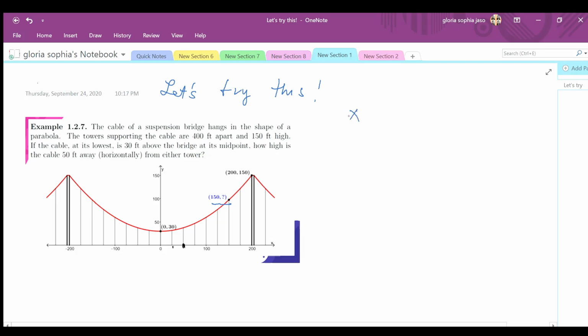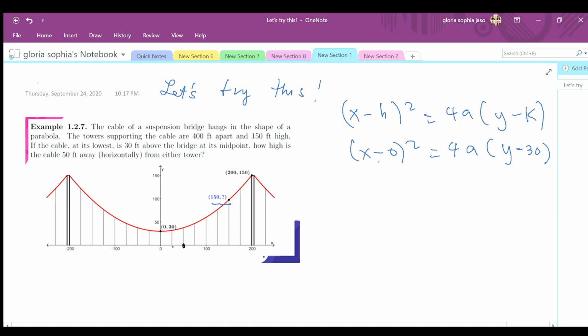So x minus h squared equals 4a times y minus k. So we will use this formula since the parabola opens upward. And then substituting the vertex, that's x minus 0 squared equals 4a times y minus k, where k is 30, so minus 30. Okay, so simplifying, we have x squared equals 4a times y minus 30.